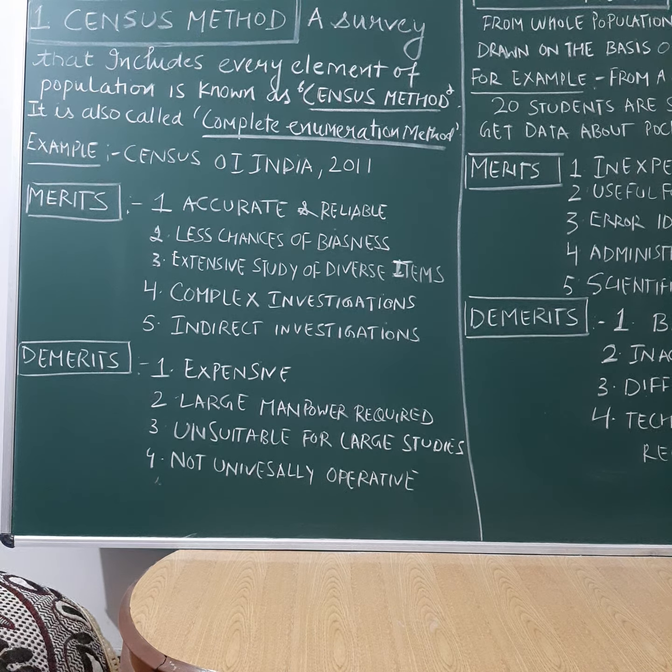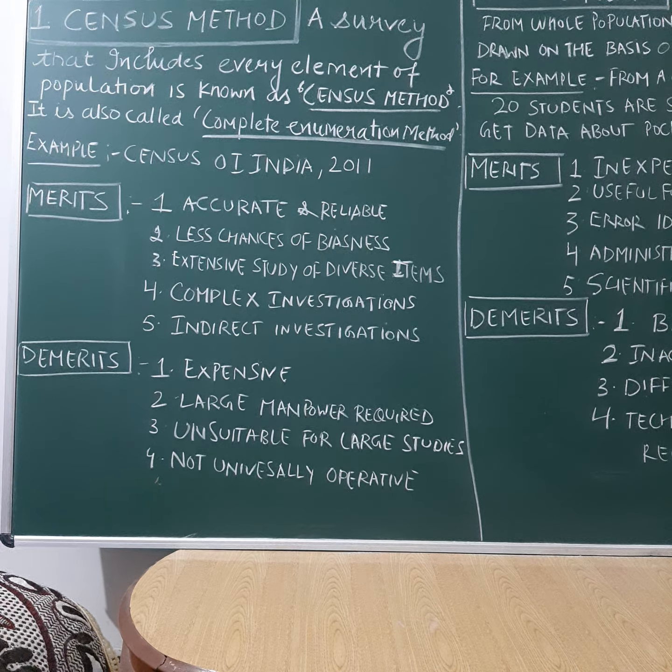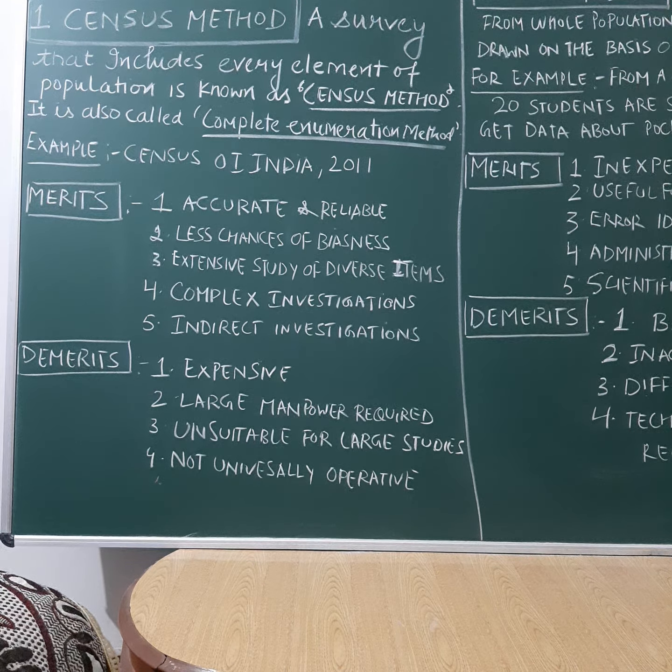We are including all the people under the population. Population means whatever your study is, the total number of people related to it. Out of the total number of people, you are going to collect the data from all. So this is known as the census method, where we are not going to miss any person under study.